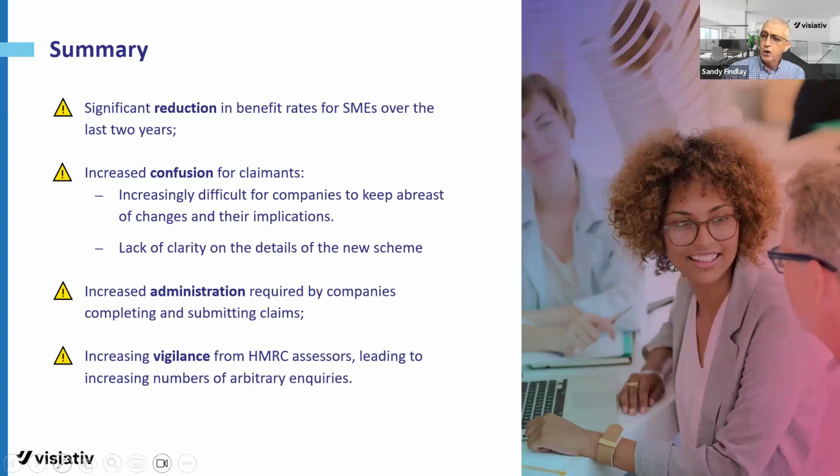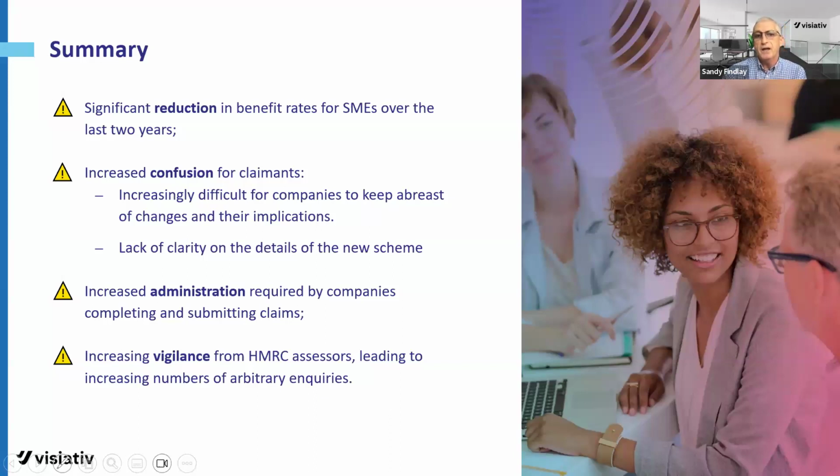On top of that, over the last 2 years, we've seen an increasing vigilance on the part of HMRC assessors. That leads to an increase in the number of arbitrary inquiries. For ourselves, we've seen our average inquiry rate go up from maybe 3 to 6 a year up to, I think, 80 open inquiries at the end of November. The numbers are starting to fall now, but it's a significant increase. And we know from speaking to other providers in the marketplace, they're seeing the same levels of inquiry.